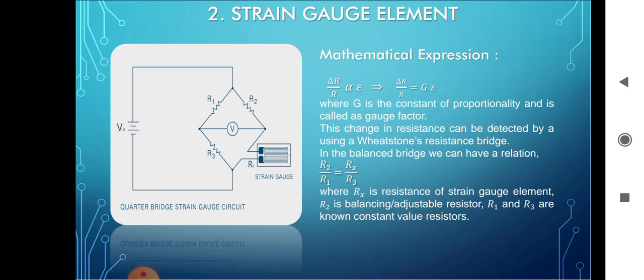So this is the arrangement given. So the bridge is formed. These resistances are connected to the device whose strain we are going to measure, and the ratio of resistance will give the voltage which is directly proportional to strain, right?